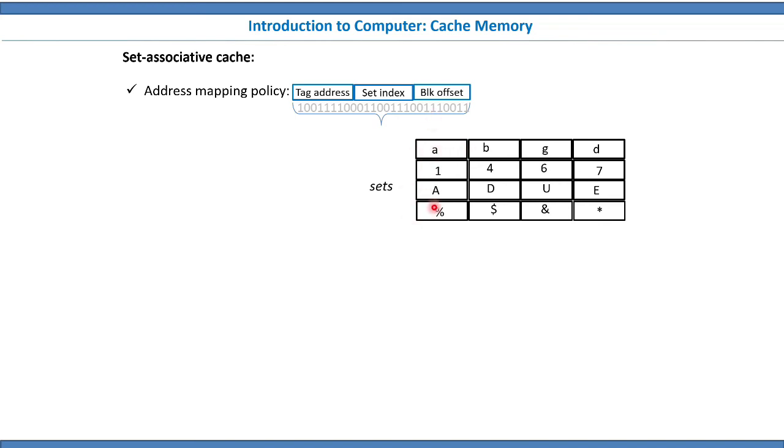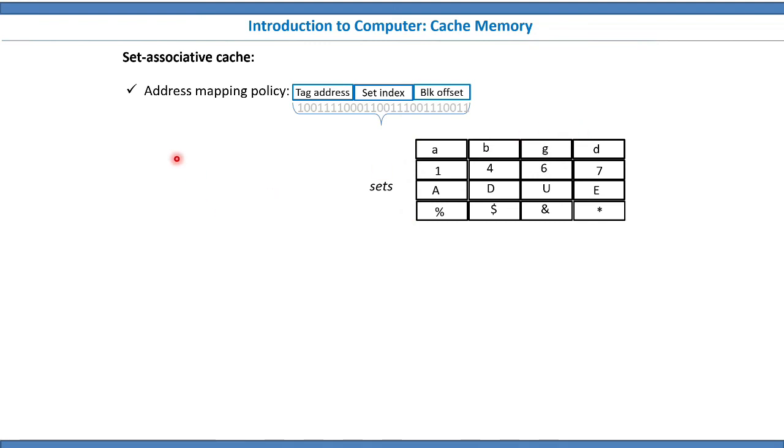These rows are called sets, and there are multiple columns also. So these columns are called ways. If we compare with a direct map cache, then a direct map cache has only sets, multiple sets, and only one way. And if we go for the fully associative case, there are multiple ways, but only one set. But in the set associative case, there are multiple sets and multiple ways possible.